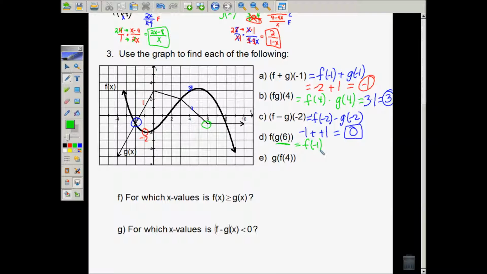Wait, what? What's f of negative 1? Oh. Negative 2. So all you have to do is worry about doing the inside first. Okay. So go ahead and do E. Give E a try.